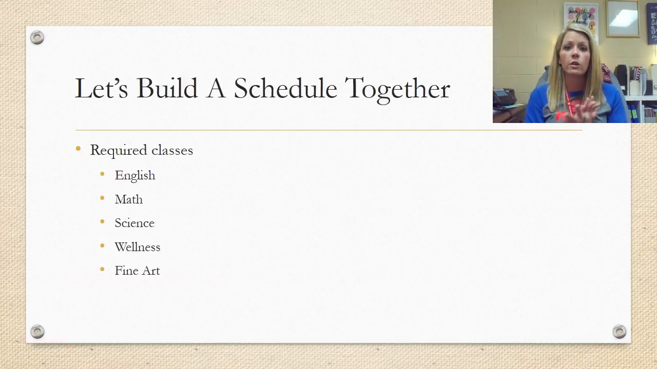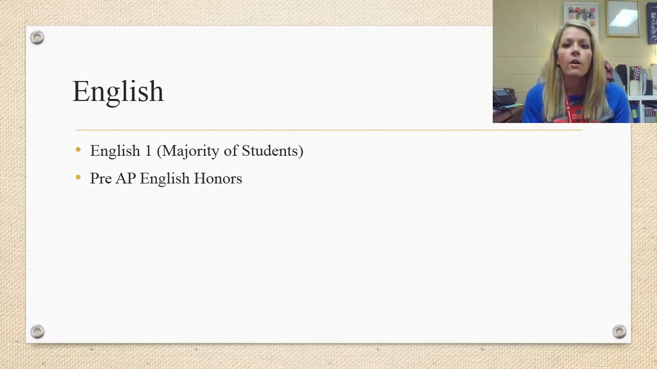I know some of you have talked about class selection, so many classes to choose from. You really don't have many choices your 9th and 10th grade year. You might have 2 or 3 choices. So let's get started. All right, our first choice is English.